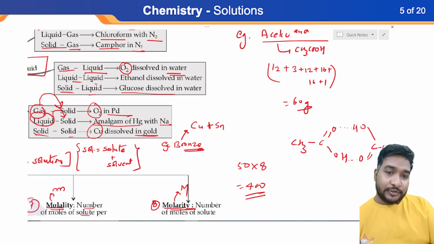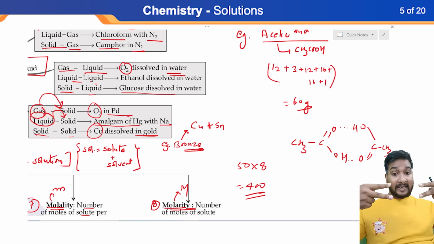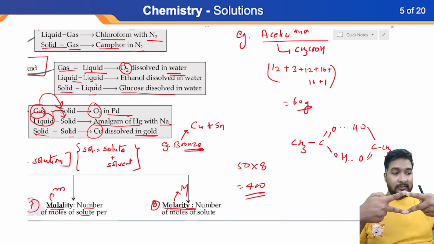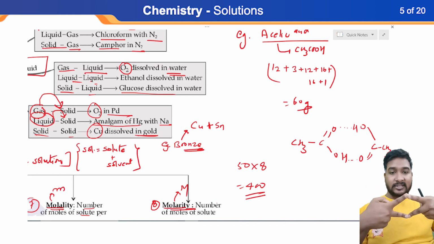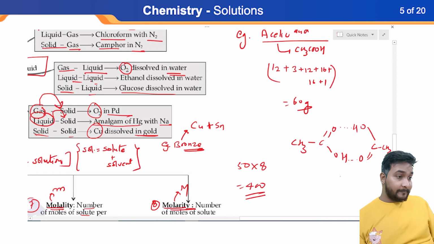So due to the hydrogen bond, two molecules of acetic acid attach together, and after the attachment a cage-like structure is formed, which is called a dimer. This is called a dimer.